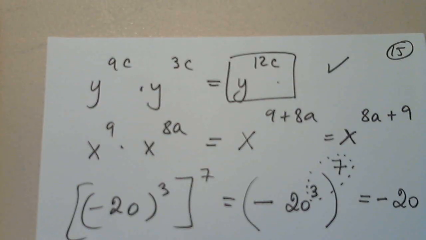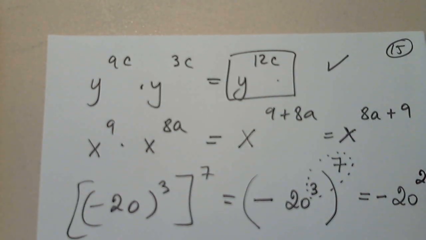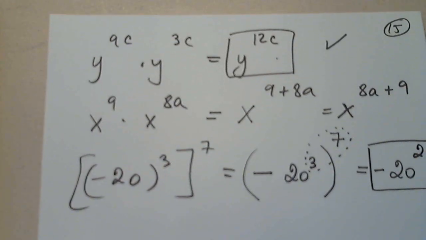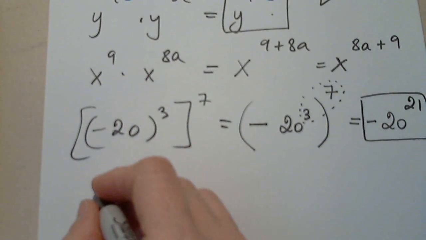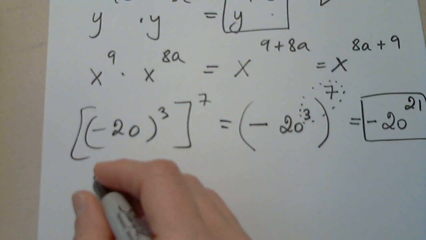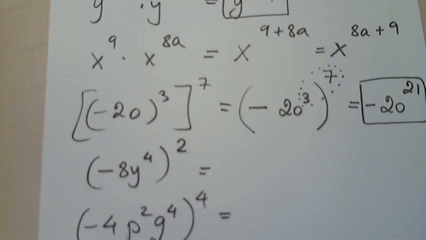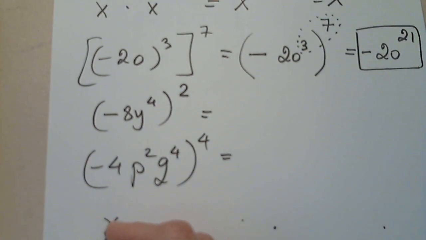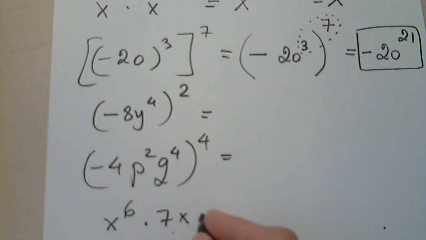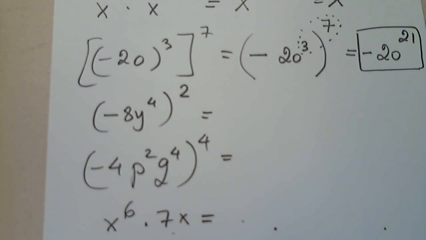Which operation with exponents? Multiplication? Yes, to 21, indeed. This is it. Good. Negative 8y to the 4th, everything squared. Negative 4 p squared q to the 4th raised to the 4th power. x to the 6 times 7x. Let's work on the next three.